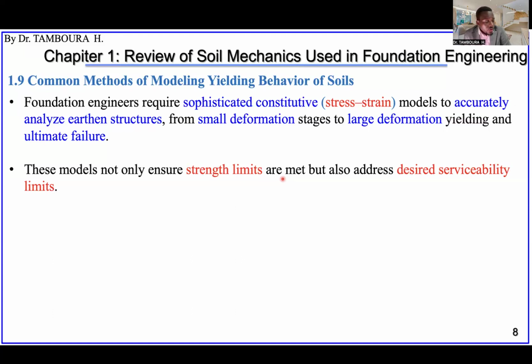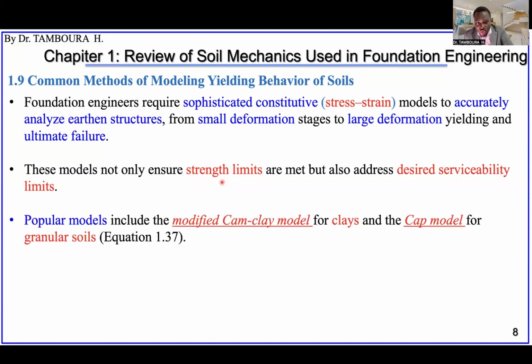Even if the settlement at 3 is not actually failure, the service limit state is asking you to limit the settlement at this amount. So we need this kind of model, okay? A model that can allow us to know the ultimate capacity, the strength limit, which you should never go above, and the service limit.